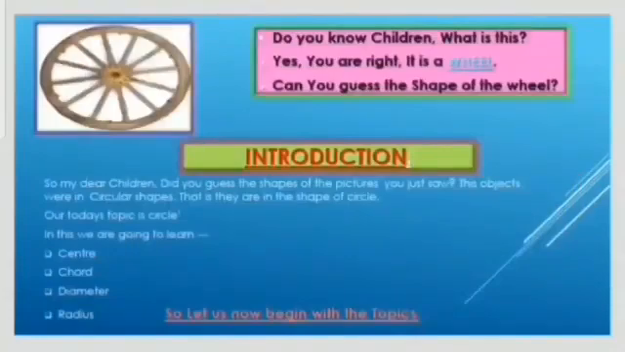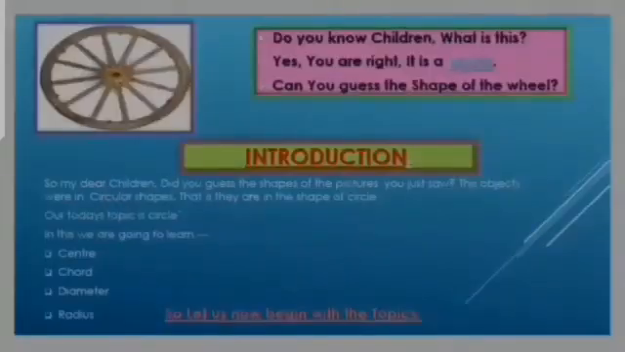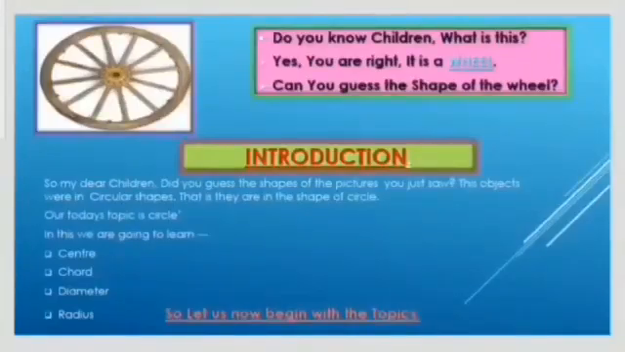And see this last picture which we see in our day-to-day life. Do you know, children, what is this? Yes, you are right. It is a wheel. Can you guess the shape of the wheel? Yeah, children, these all objects are having the shape of a circle. Let us now watch this video.